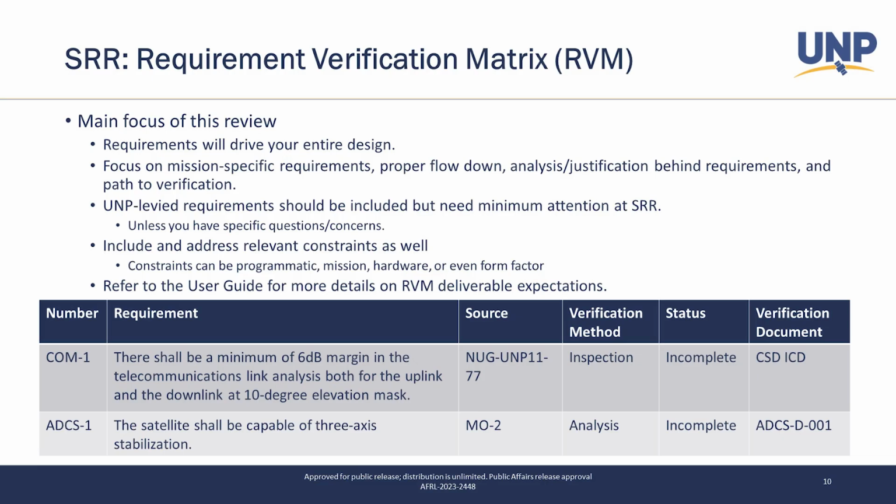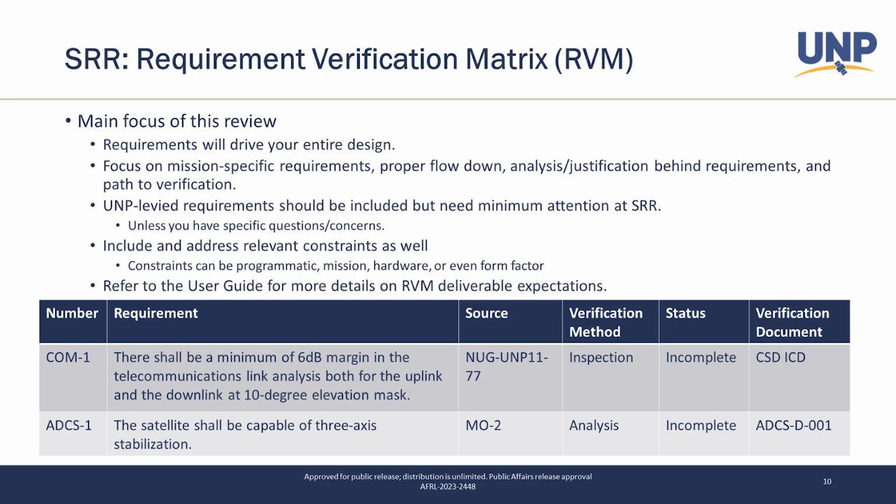So here's an example of some requirements, like an RVM example in this table. COM would be a subsystem requirement, and then 1 would designate the first requirement. There's the requirement, I'm not going to read it, but then the source, this is actually a UNP levied requirement. And then verification method would be inspection. It's currently incomplete, and it will be verified in this document. So that's an example of how I guess a UNP levy requirement would look in an RVM.